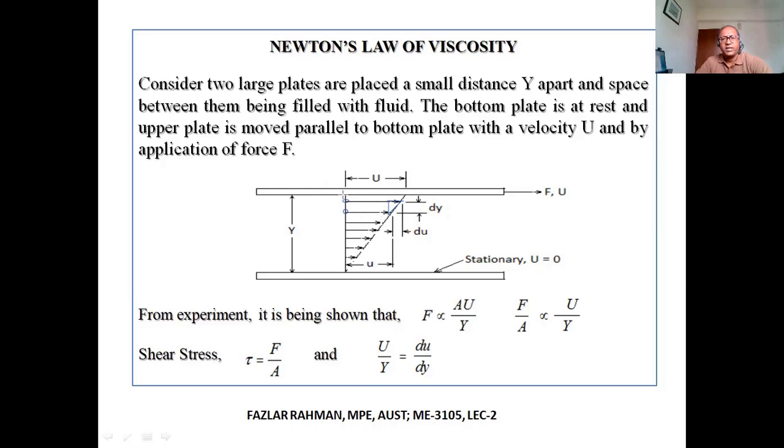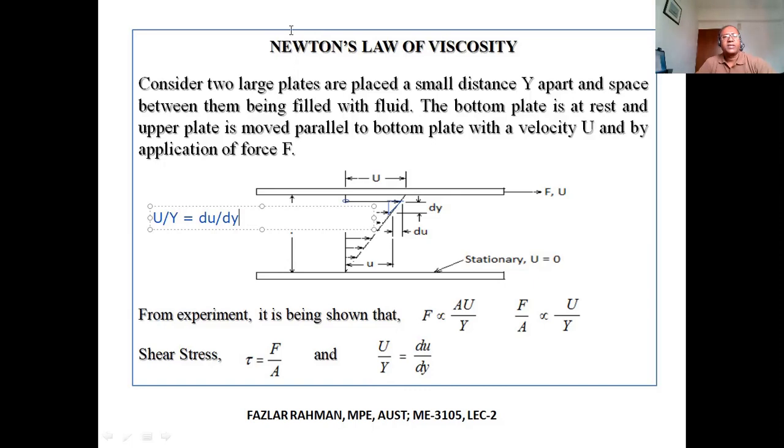Now you see this bigger triangle and the smaller triangle are similar. So we can use the similarity of triangles. For the bigger triangle, the horizontal distance is u and the vertical distance is y. So u by y equal to, what is the horizontal distance in the smaller triangle? du, and the vertical distance dy. So you see, capital U by Y equal to du by dy. Then we can write it down over here.